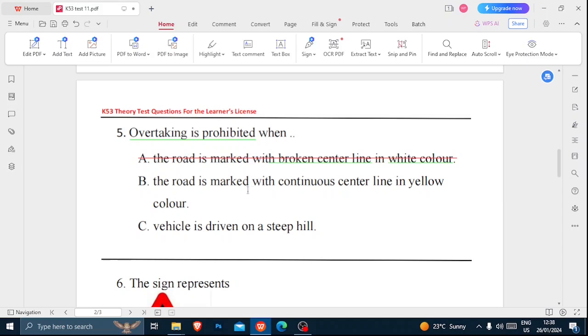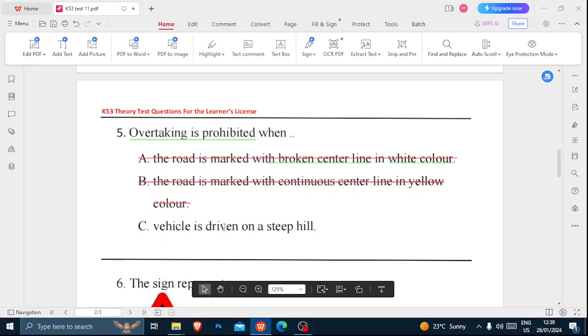B, when the road is marked with a continuous center line in yellow color. So the line in the middle has to be white. So this one makes this answer incorrect because this is a yellow color. Okay, if this question said when the road is marked with a continuous center line in white color, then it would have been correct. So this one is incorrect.